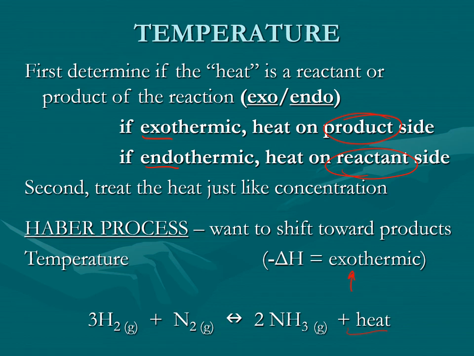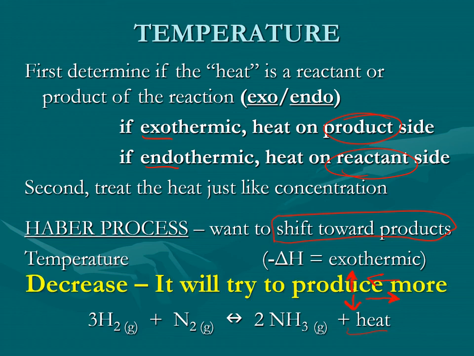Let me rephrase that. If it is exothermic and I increase the heat, it's going to shift away. Shifting away will mean it's going to go in that direction, because the heat is on the product side. If I decrease the temperature, it's going to shift towards it, which in this reaction would mean it's going to shift toward the product side. So which do I want to do? If I want to shift toward the products, I want to decrease the temperature, cooling it down. It will try to produce more ammonia.